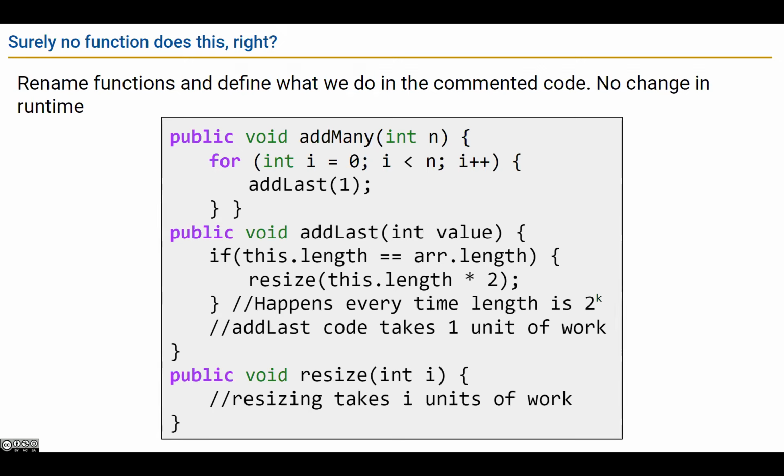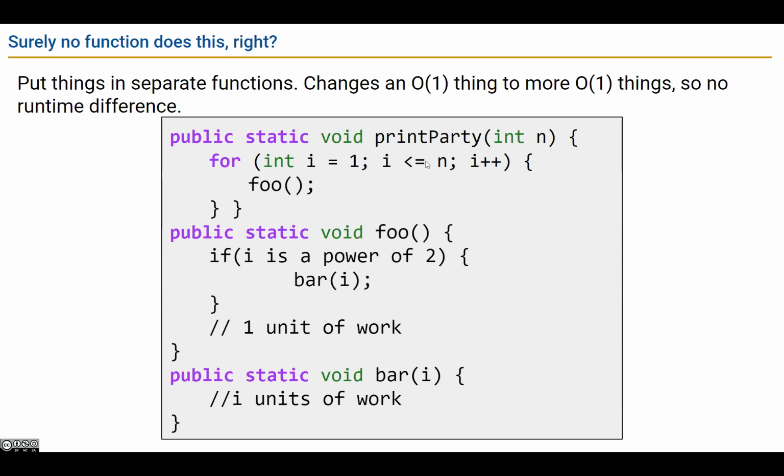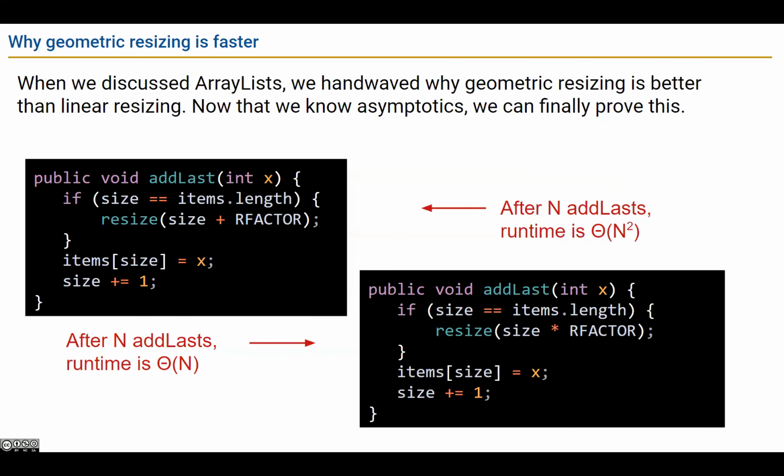If you add n items to an array list, then according to this analysis, this code, if you run it for n units of time, that's the same as this original print party thing, which we just said was theta n time. So adding n items takes theta of n time. If we divide those two out, that means that adding one thing takes, on average, 1 unit of time. This is known as amortized runtime. After you do n add last, the runtime of this version, where you multiply things, is theta of n.